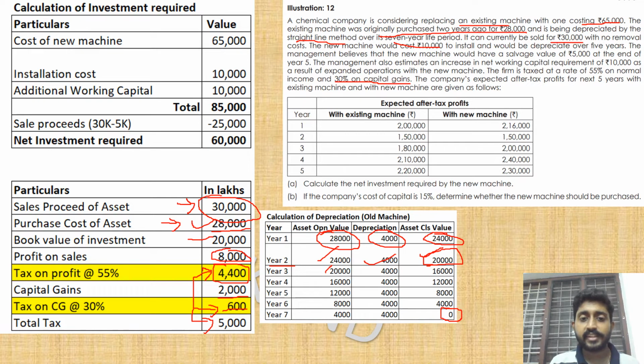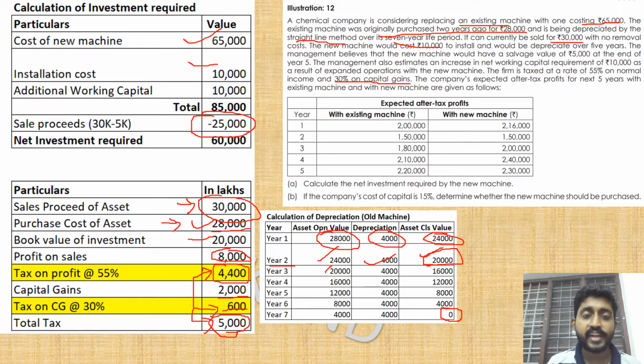So 30,000 rupees you are getting as cash inflow, out of which tax of 5,000 will be deducted. So total money you will get is 30,000 minus 5,000, 25,000. So that will be the total sales proceeds we are getting. 25,000 is the sales proceeds. So what is the investment required? The company is thinking of replacing the machine. What is the investment required? New machine they are going to buy for 65,000 rupees, and for that they are requiring the installation cost. Okay, they need an installation cost of 10,000 as given in the question.